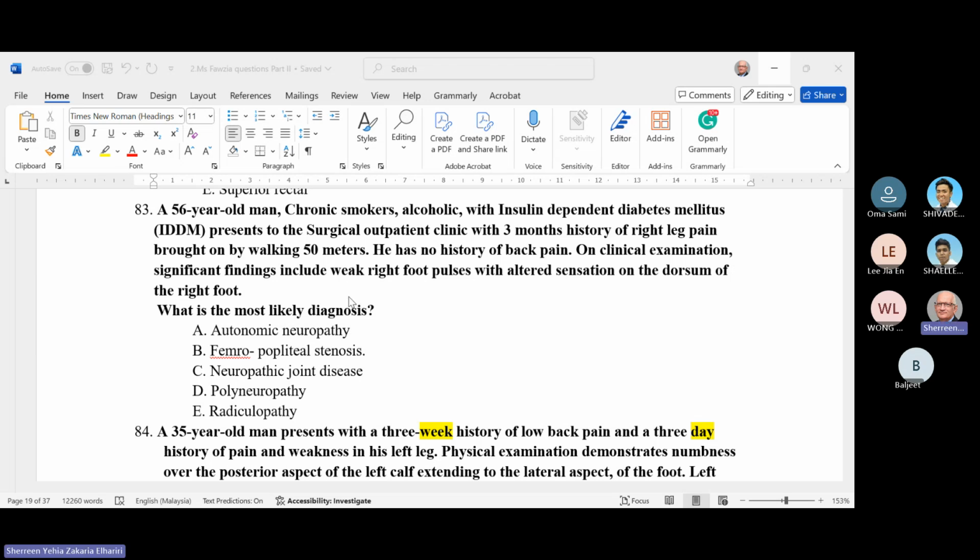Common site of lower limb obstruction or ischemia or narrowing is the superficial femoral artery. It is the end of the femoral artery before it becomes popliteal, so we can call it femoral-popliteal stenosis. This is a common site of ischemia due to atherosclerosis.